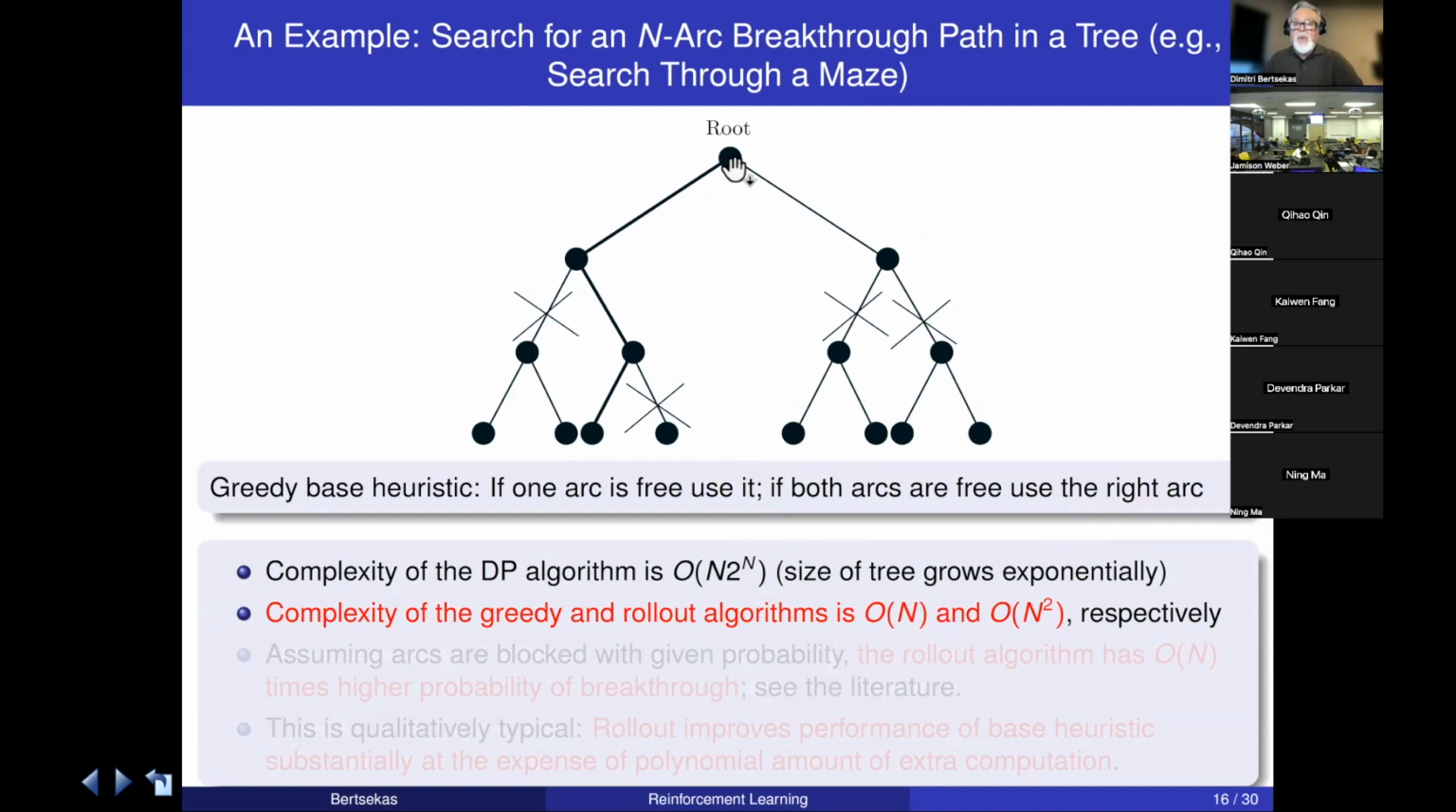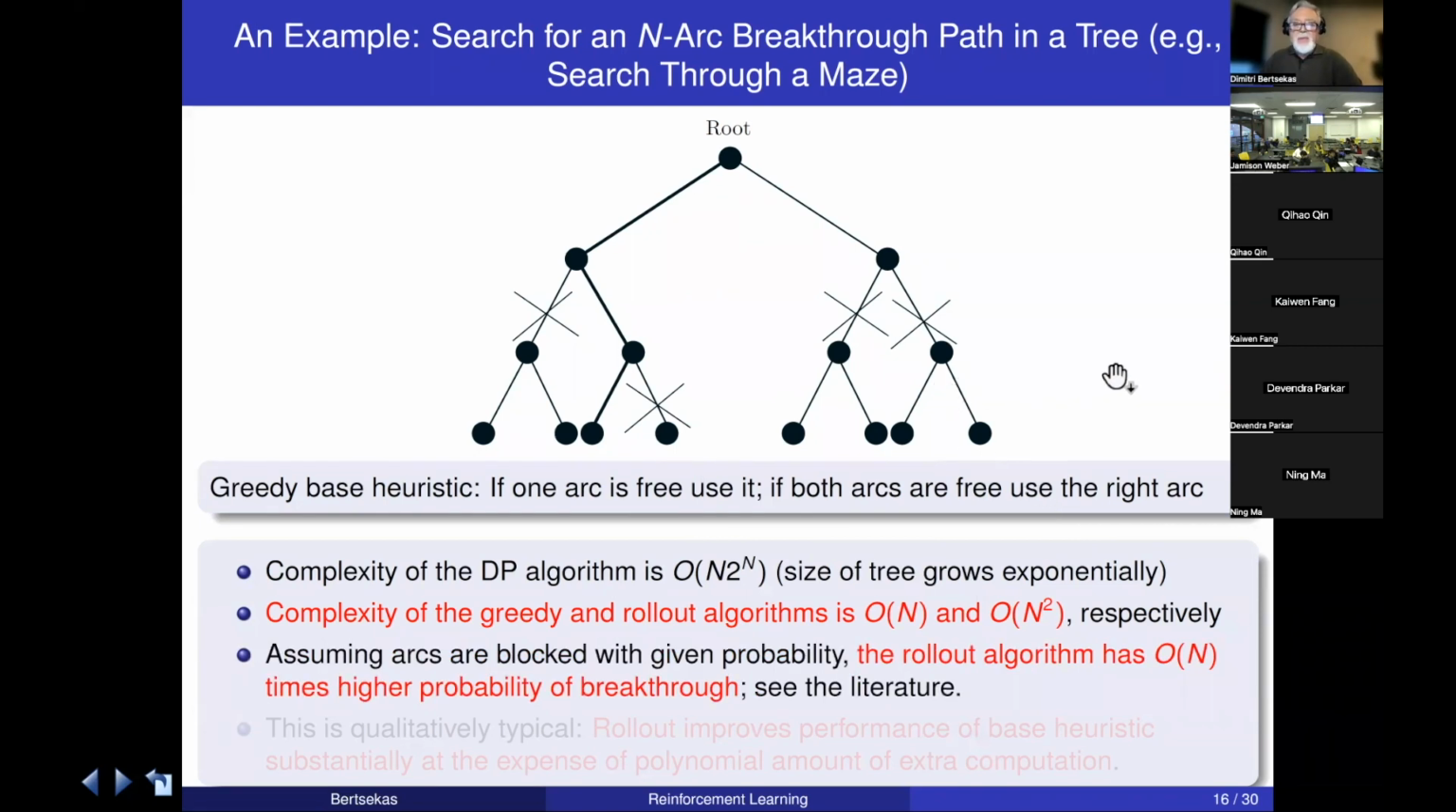On the other hand, the complexity of the greedy algorithm is O of n. There is a simple calculation to be done at every step, and there are n steps, so it's O of n. Now, the rollout examines at most n branches. No, I'm sorry. The rollout algorithm at each stage runs the greedy heuristic twice. So it's O of n times 2 for every stage. So it's O of n squared computation. Now, this is a simple enough problem so that some analysis can be done.